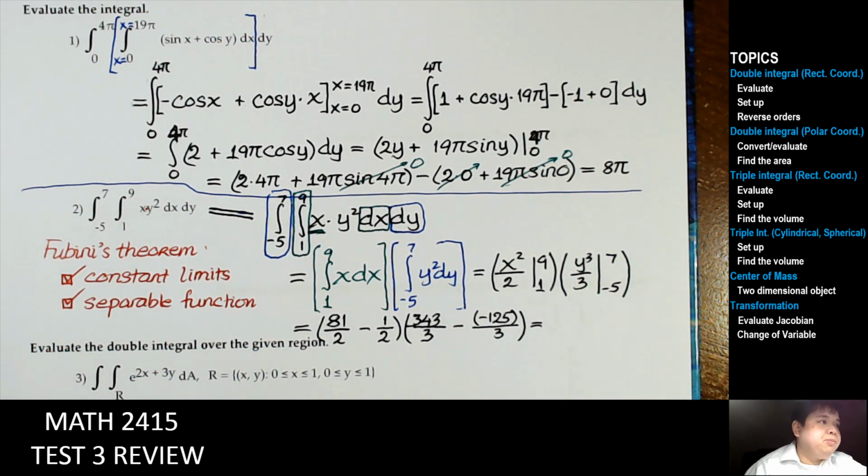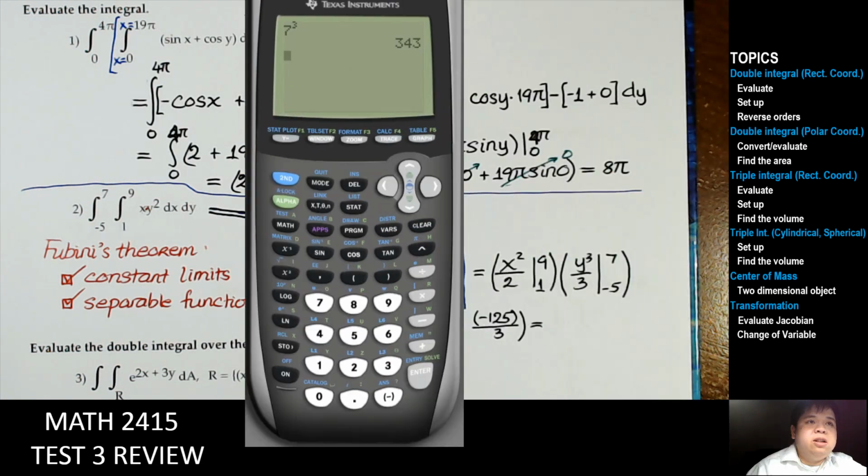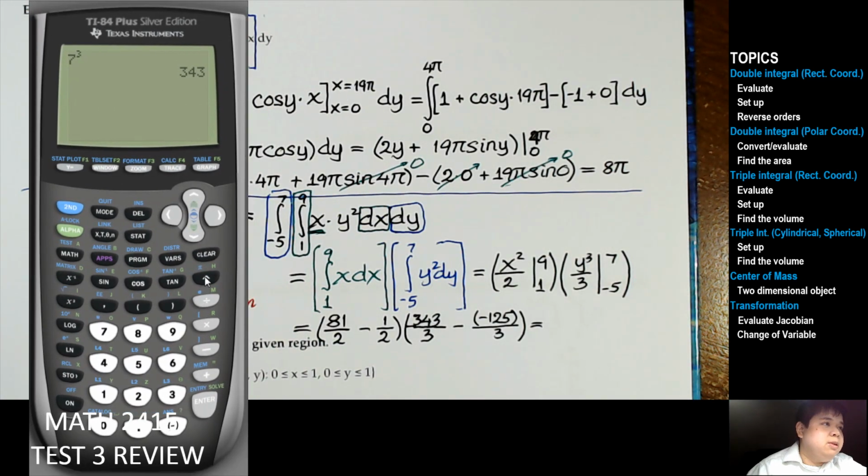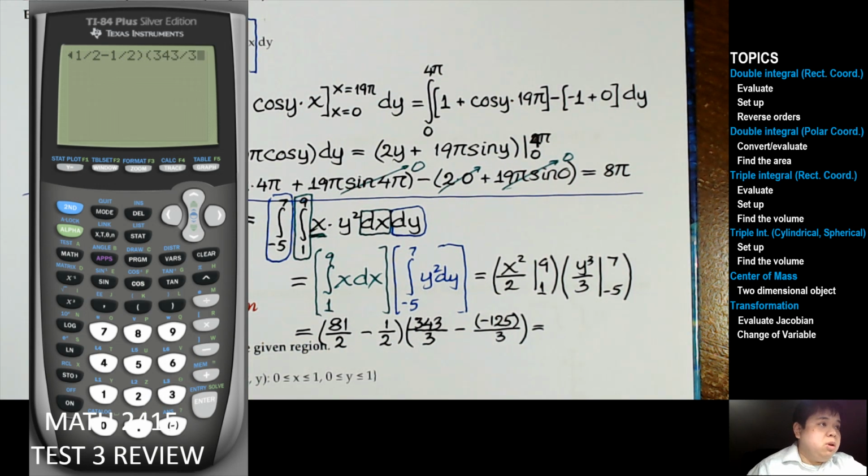So we just do that. Just use a calculator here. Let's put that right. So 81 over 2 minus 1/2. That is 40, by the way. 343 divided by 3 minus a negative, so that's going to be plus 125 over 3, and we have 6240.